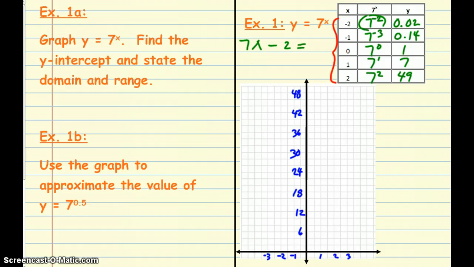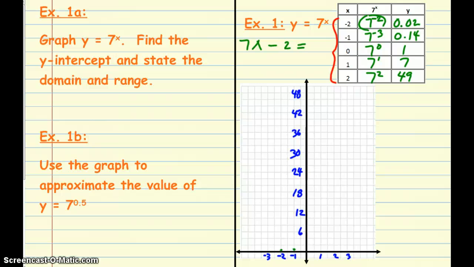So we have everything we need now to make our graph. As we're taking a look at the grid, my first coordinate pair is -2, 0.02. That is right here. It's actually super close, almost sitting on that line. My next coordinate pair is -1, 0.14. That needs to be just a little bit above it. But again, my y-axis is counting by 2's, so they look almost exactly the same. But the separation is going to happen when we have x equals 0.